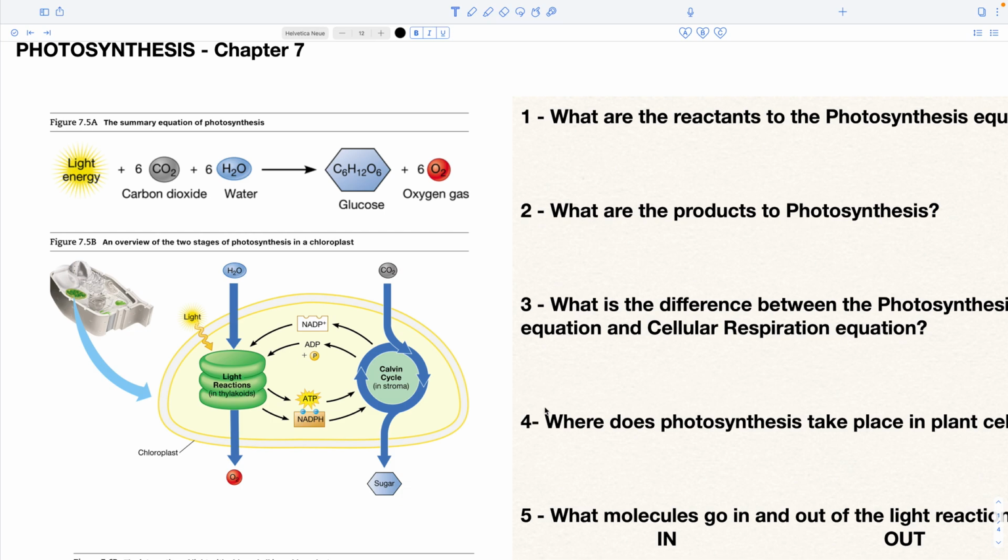Charlie, I see you're writing. What's the answer for number 1? Right, everything to the left of the arrow. Carbon dioxide, water, and the energy from the sun. Raphael, what's coming out of photosynthesis? Everything to the right of the arrow. Good.